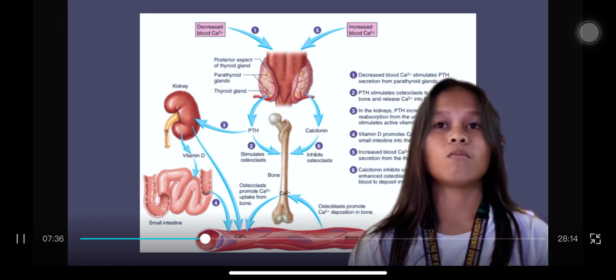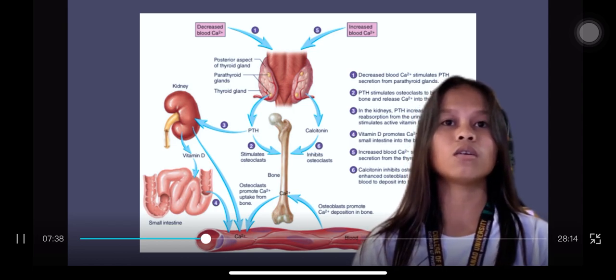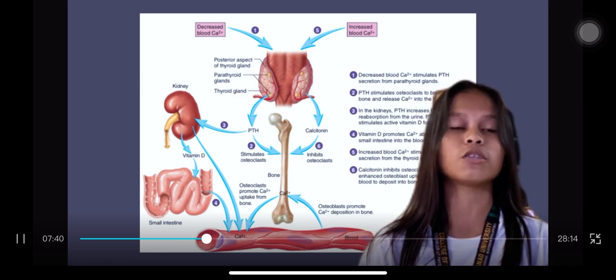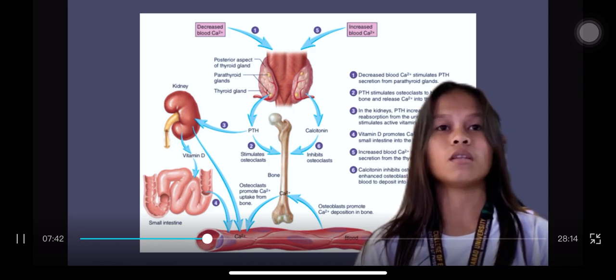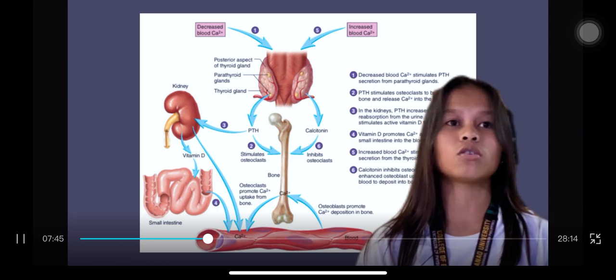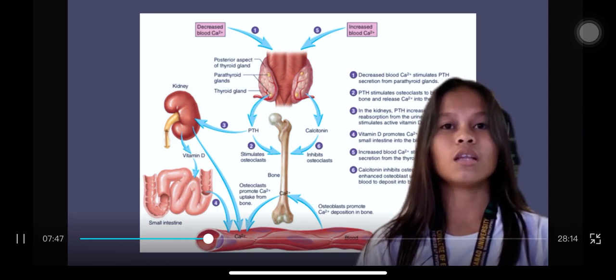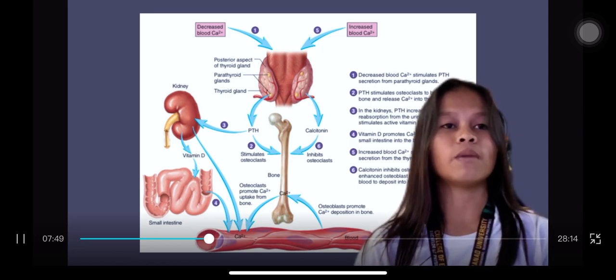During periods of low blood calcium levels, bone undergoes resorption, releasing stored calcium into the bloodstream. Bone remodeling involves bone resorption and formation, coordinated by the osteoclasts and osteoblasts.